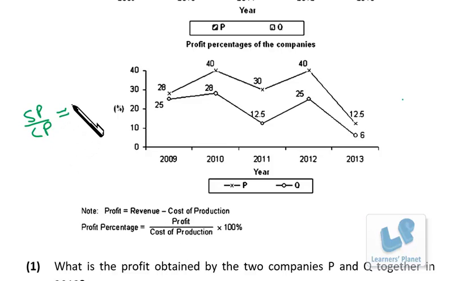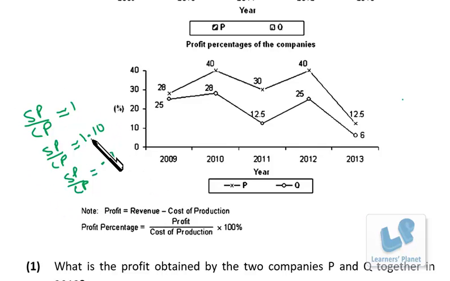So if SP by CP is 1, there is no profit, no loss, right? If SP by CP is more than 1, then there will be a profit. Suppose it is 1.10, then it is 10% profit. And suppose it is less than 1, then there is a loss. Suppose it is 0.9, that means there is a 10% loss. Okay, so the same funda we will be using over here to find the solution to various questions.